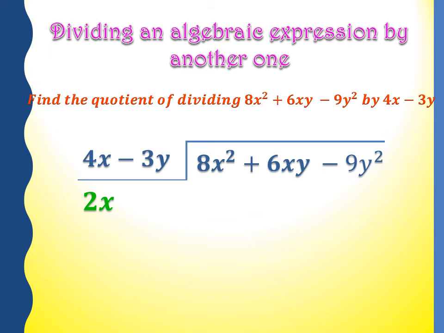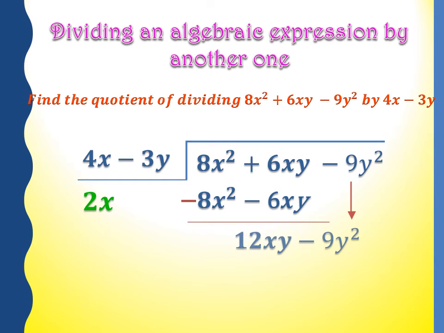Put the answer under the divisor and multiply this quotient by the terms of the divisor and line up your like terms like this. 2x times 4x, 8x squared, 2x times negative 3y, negative 6xy. Subtract and bring down like this.